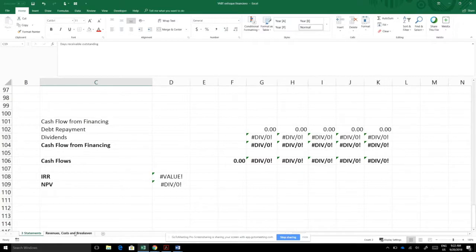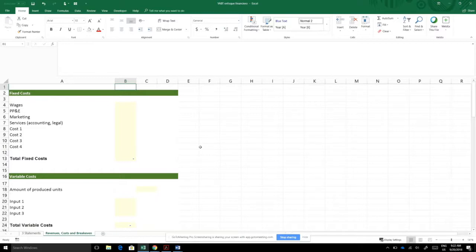First of all, what you need to do is to input here all the fixed costs you're expecting to have in the first year, and the variable costs as well. So very straightforward. Wages, this is plant, property, and equipment. So anything you have to buy, for example, if you need to buy computers, things like that. Then marketing expenditures, any services that you're going to need, for example, accounting or legal, and other costs, you should delete that and put whatever your other costs are.